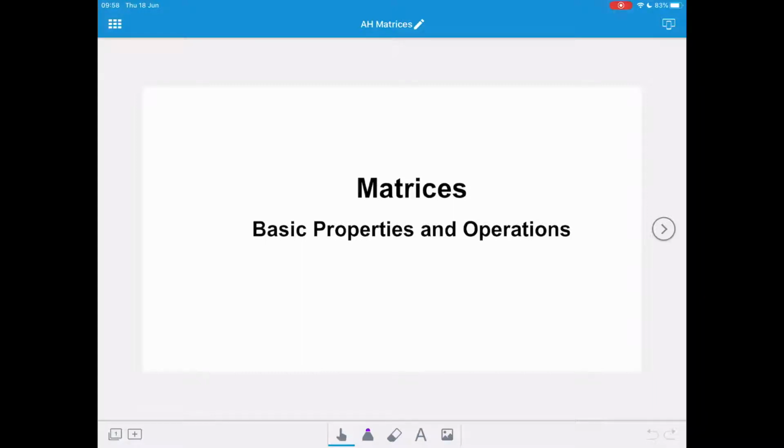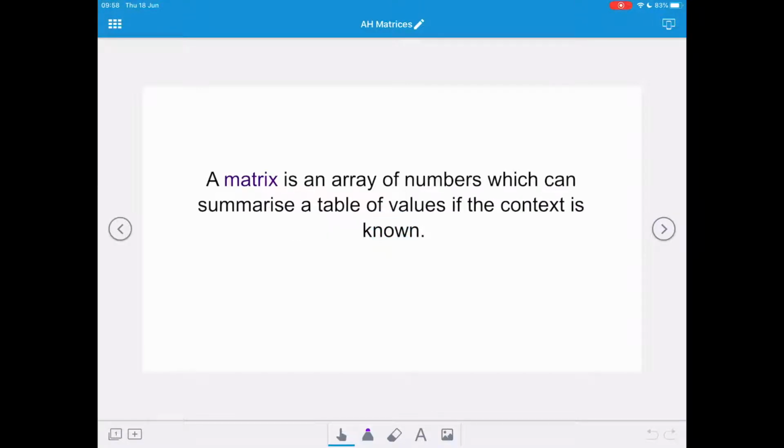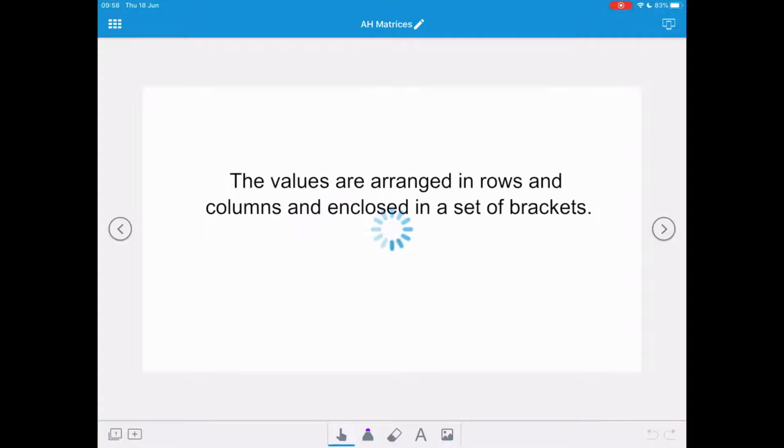So this video is going to look at matrices, the basic properties and the basic operations. A matrix is the singular of matrices, and it's an array of numbers which can summarize a table of values if the context is known. The values are arranged in rows and columns and enclosed in a set of brackets.